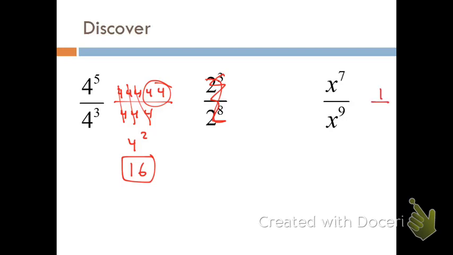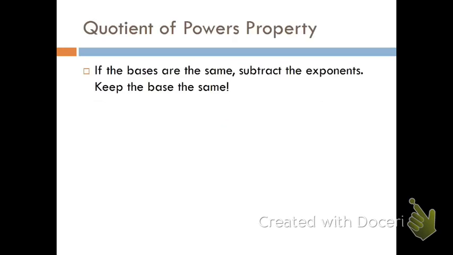Say it again, Riley. 1 over. I love it. That's our rule today. Everybody write it down. Quotient properties, quotient of powers property. If the bases are the same, subtract exponents. Which makes sense because when we multiplied, we did what with exponents? We added them. So when we're dividing, we subtract.